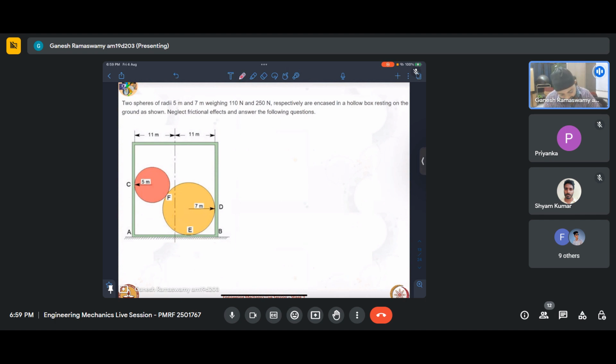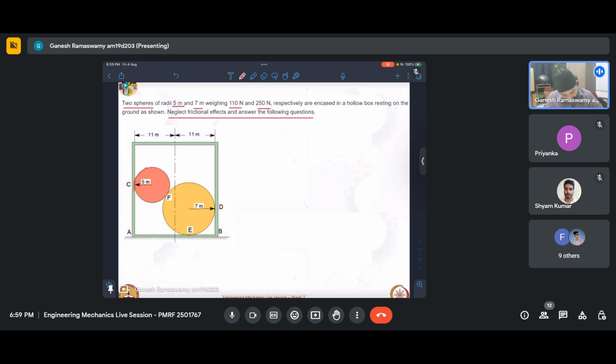Two spheres of radii 5 meter and 7 meter weighing this much respectively are encased in a hollow box resting on the ground as shown. So 5 meters is quite huge and for that this weight is quite less. So you can understand from the very question that it is an academic question. It doesn't pertain to any real life situation because this would have to be made of a very light material to have this weight and those dimensions. But nonetheless, we'll try to solve it. Neglecting frictional effects, answer all your questions.